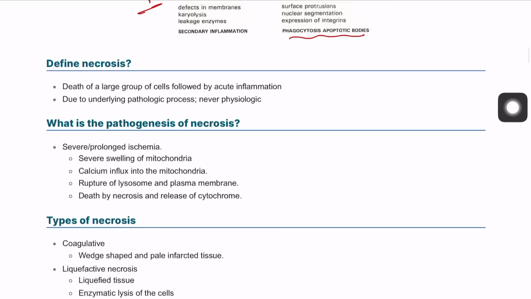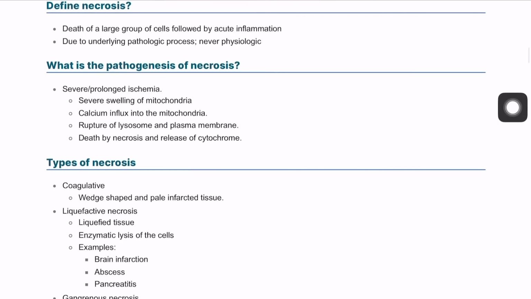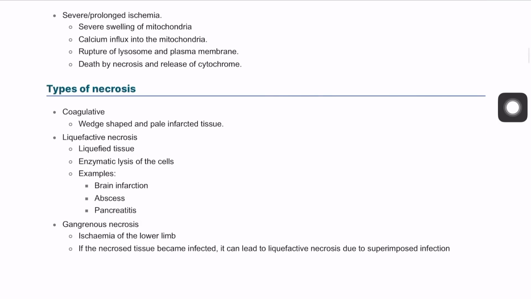The pathogenesis of necrosis, we sort of mentioned: swelling of the mitochondria, calcium influx, rupture of the lysosome and plasma membrane, and death of the cell by necrosis. As for the types of necrosis, there are so many to cover, so we're just going to go through them very quickly. You have coagulative necrosis, fat necrosis, liquefactive necrosis, gangrenous necrosis, and there are also some other types.